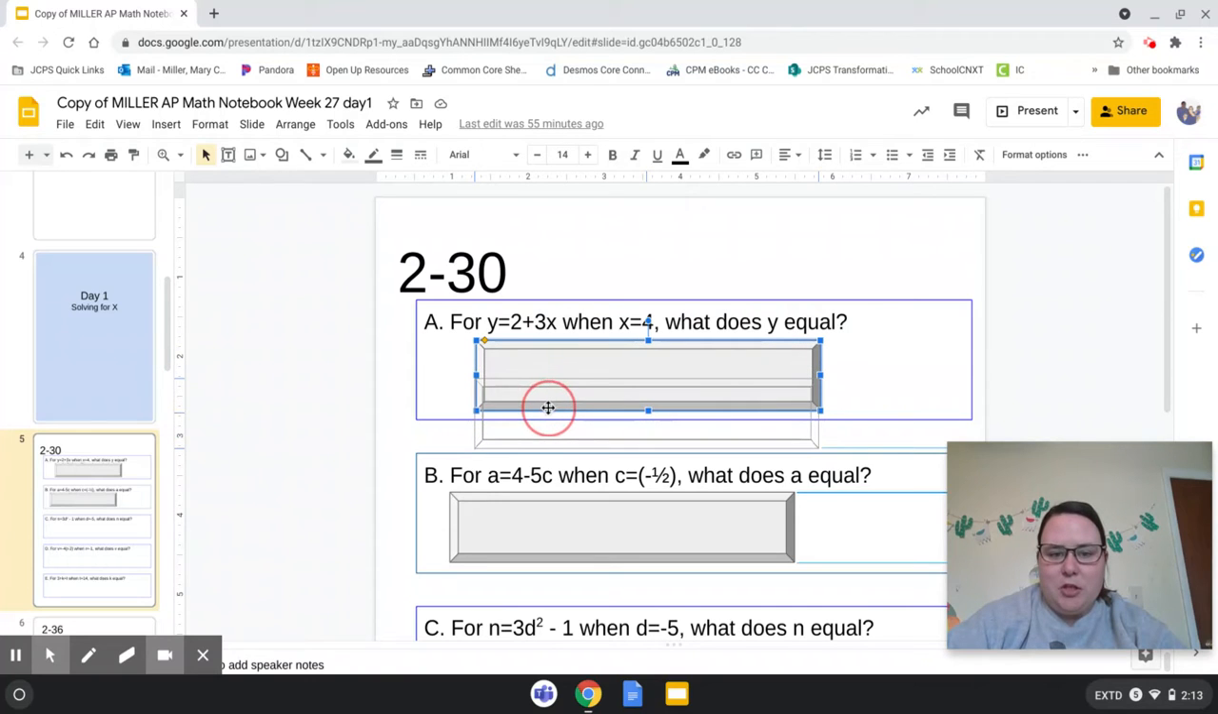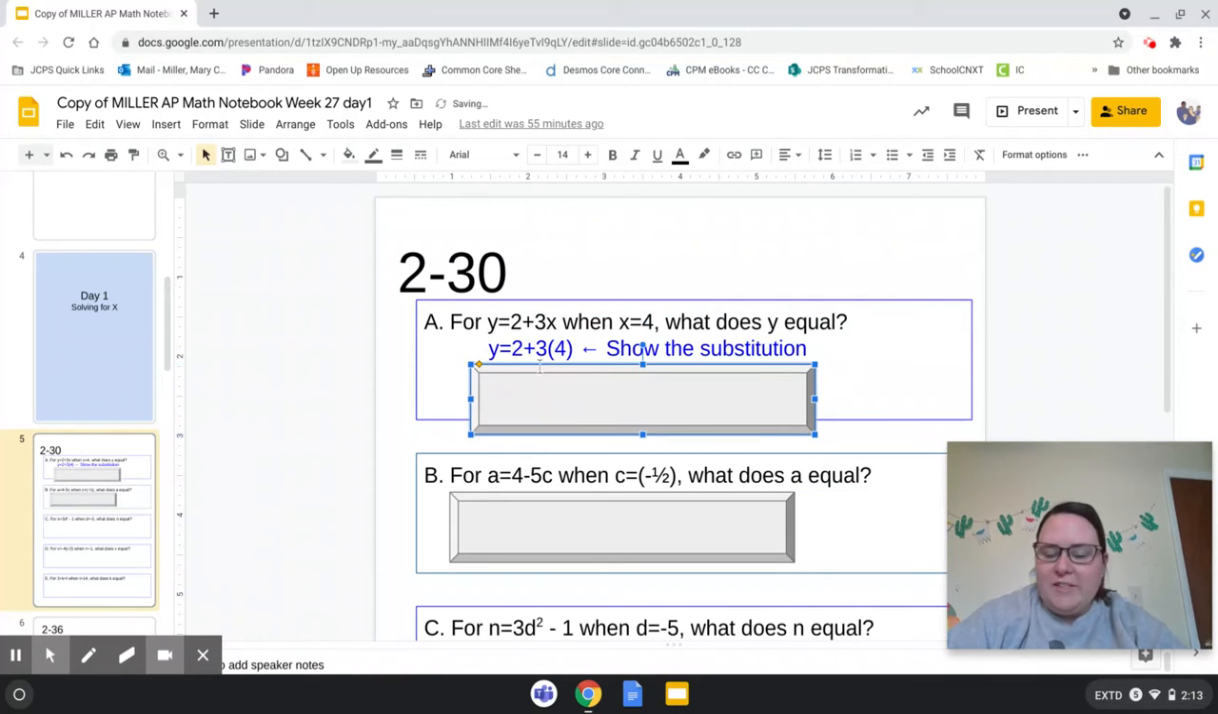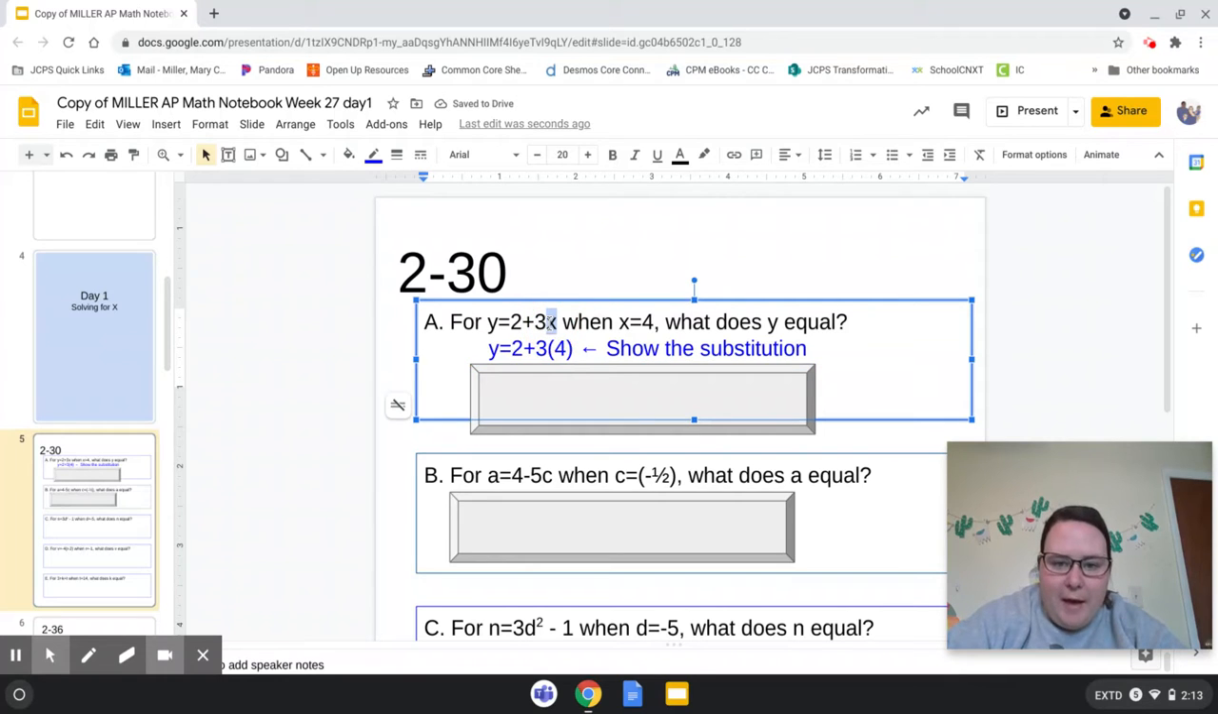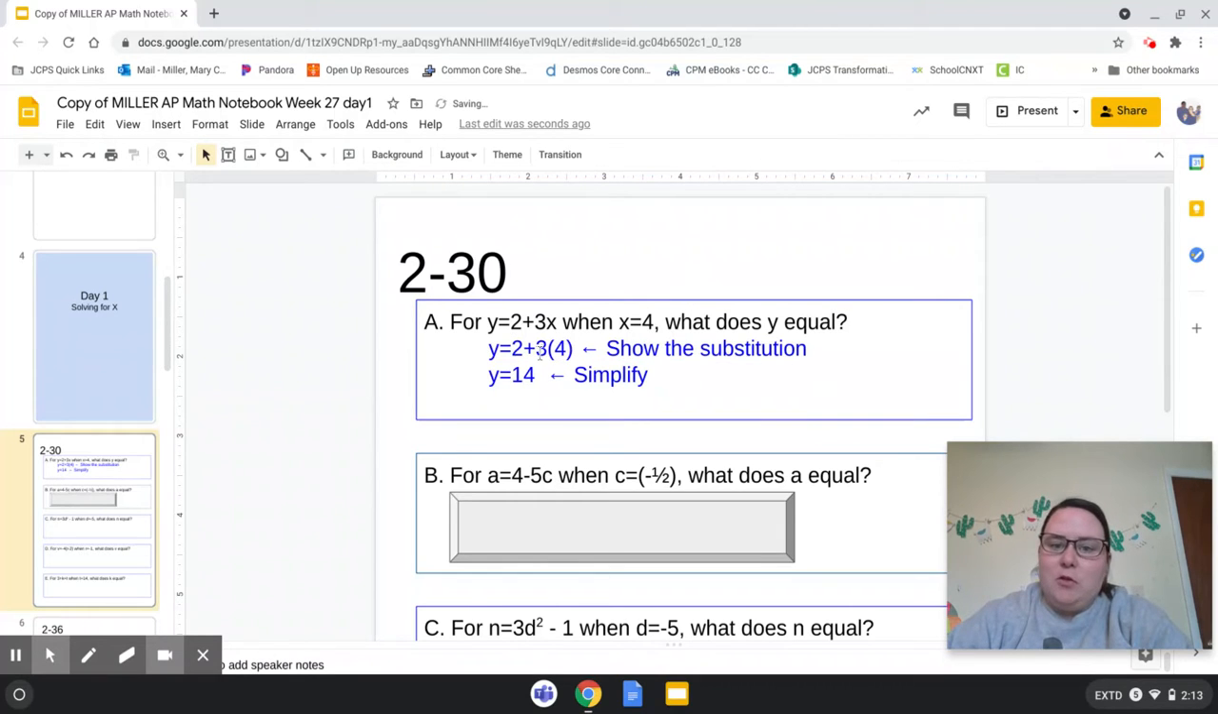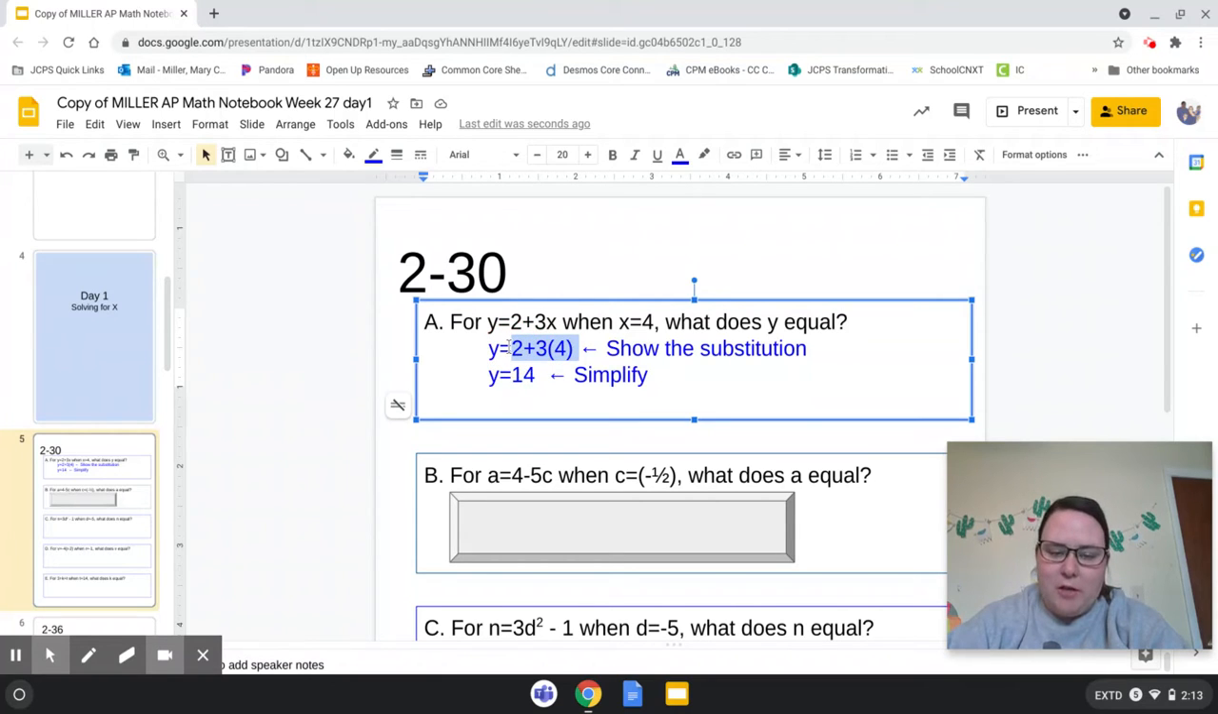The first thing that we have to do is to show what's happening here. We're substituting that value of x for x equals 4. So instead, we're plugging in that 4. Okay, you have to show that substitution. You don't necessarily have to write "show substitution" like I did, but you need that 2 plus 3 times 4 because that's what we're evaluating. Then if you actually do that, 3 times 4 is 12. Order of operations means multiplying first. Then add 2, we get 14. Okay, that's the simplified version when we simplify this expression to solve for y. So we would have y equals 14 when x equals 4. Okay?